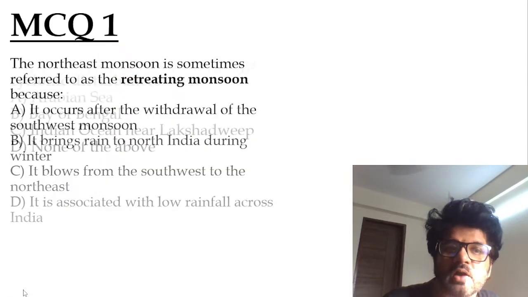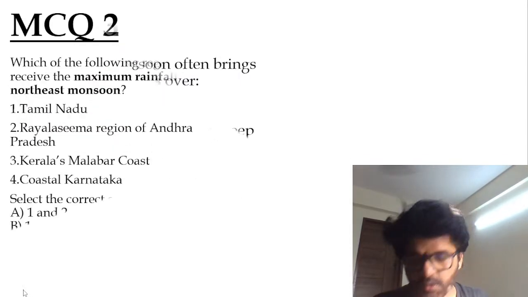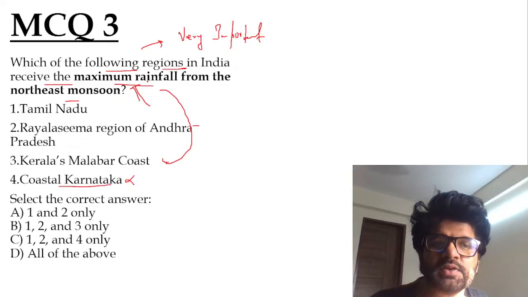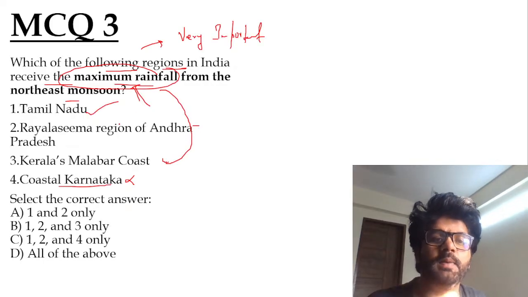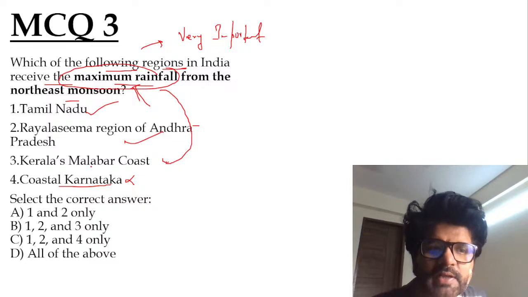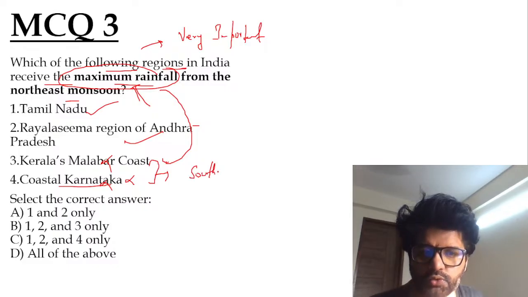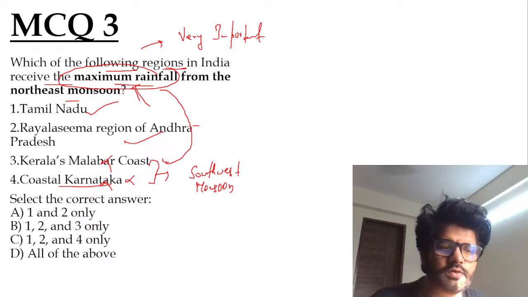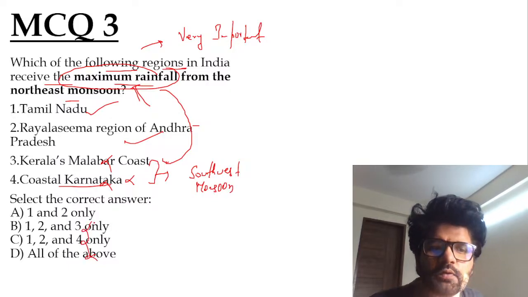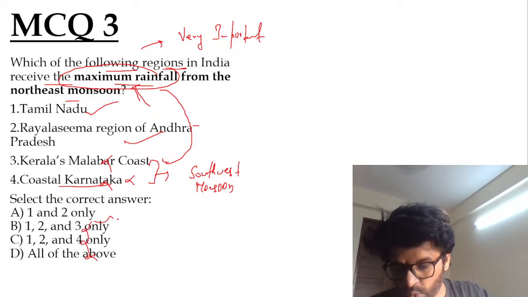That's why I told you, read the question properly. The question is talking about which of the following regions receive maximum rainfall. Tamil Nadu and Andhra Pradesh receive maximum rainfall. Kerala's Malabar coast and coastal Karnataka receive maximum rainfall from southwest monsoon, not northeast. So third and fourth are wrong. If you just eliminate third and fourth, you will get the answer, that is A. So hope you are understanding why the answer is A. Cool, yeah?